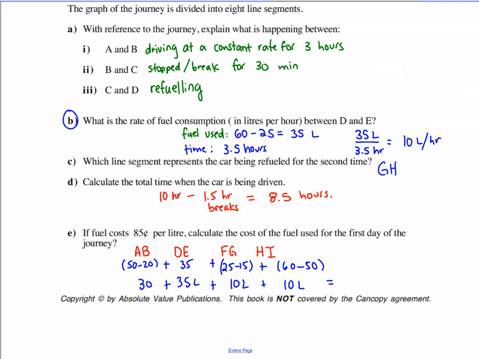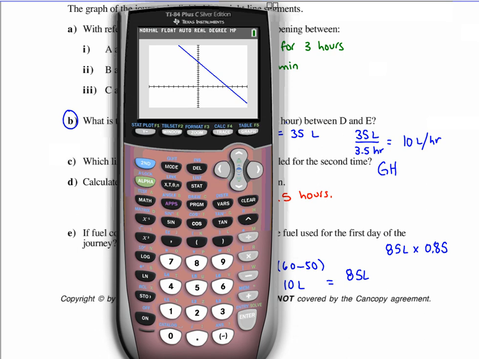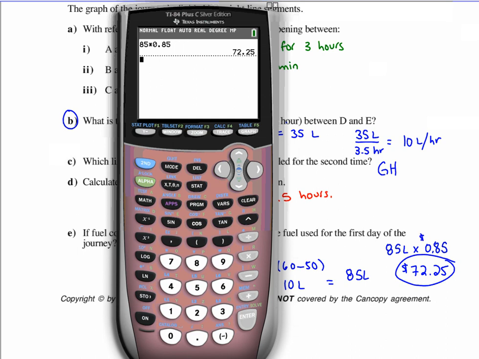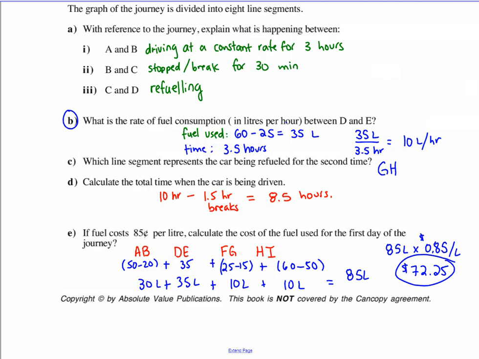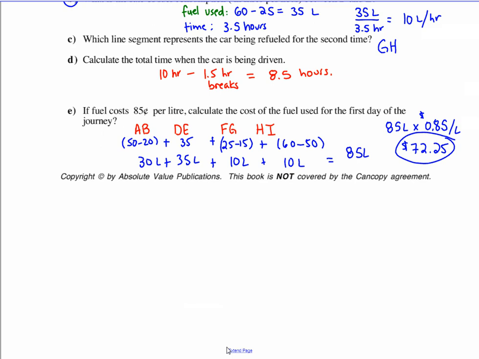Okay, so our total liters used for driving that day would be, so 30 plus 35 is 65, plus 10, 75, plus another 10 is 85 liters. And so if the cost is 85 cents per liter, so 85 liters times 85 cents per liter gives us $72.25. So that would be your cost.